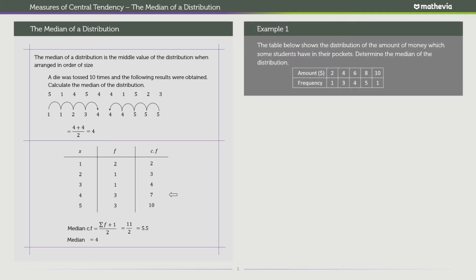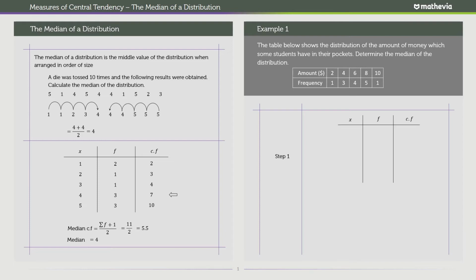So we have example 1. The table below shows the distribution of the amount of money which some students have in their pockets. Determine the median of the distribution. Okay, so we have $2, $4, $6, $8, and $10, and the frequencies are 1, 3, 4, 5, and 1. Quite simply, we draw our frequency table: X, F, and cumulative frequency. So we have 2, 4, 6, 8, and 10, and our frequencies 1, 3, 4, 5, and 1.